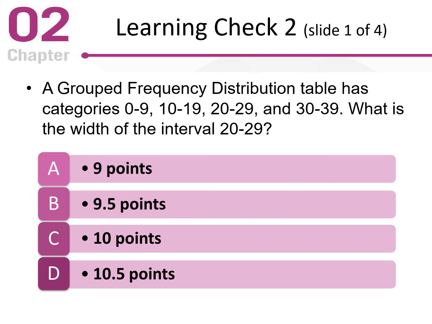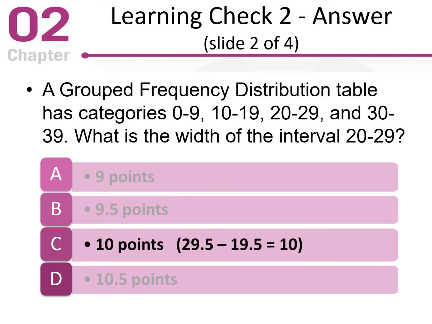Don't make that mistake. Many students get confused. They say 19 minus 10 is 9, so the width is 9. But they're not including the rounding issue in the real limits, right? And if you look at the real limits, you'll know the interval width is 10 here. 29.5 in this case would be the upper limit for the interval 20 to 29. You'd have 29.5 as the upper real limit, you'd have 19.5 as the lower real limit, and the difference there would be 10. So make sure you look at the real limits and not just what's shown here, what are called the apparent limits, 20 to 29.